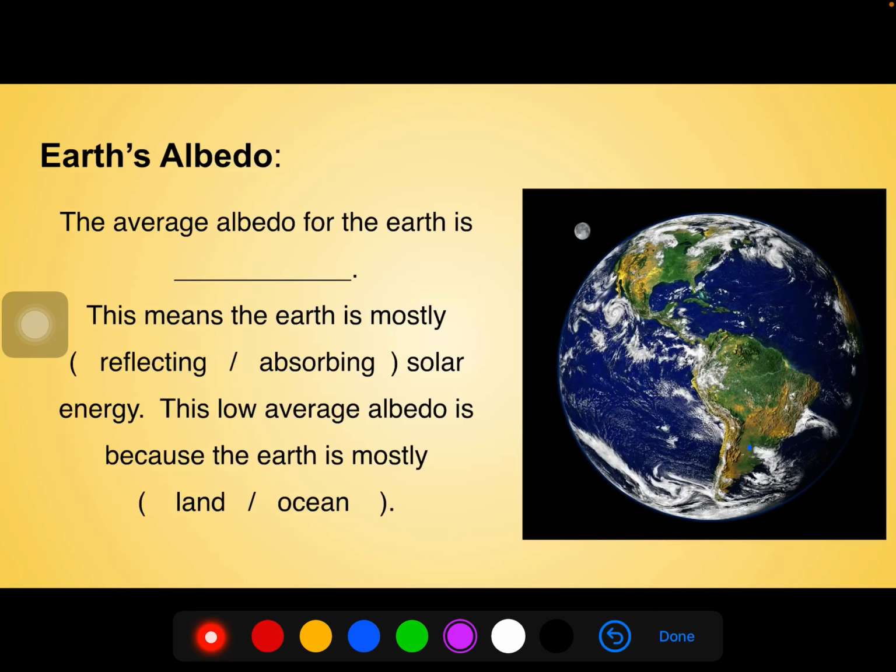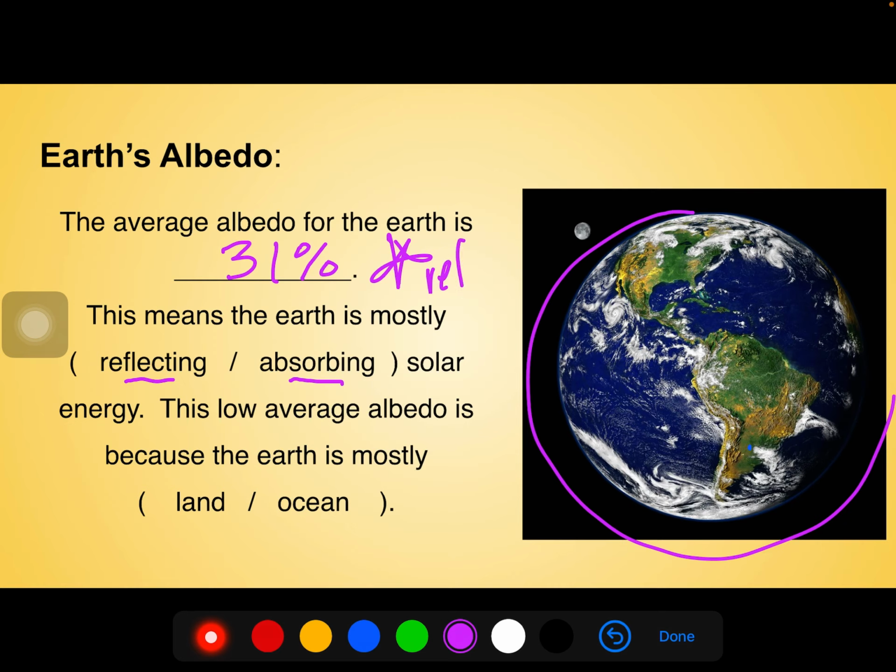So on average, the Earth has an albedo of 31%. So that means all the surfaces combined for their albedos is right around that 31%, which means the Earth is absorbing more solar energy than it reflects. So again, thinking about albedo measuring energy reflected, we know that's a smaller number. So the Earth absorbs a lot. And it absorbs a lot because, looking at our picture and just knowing what we know about the Earth, it is mostly ocean. Ocean is one of the lowest albedos, right around 6%.